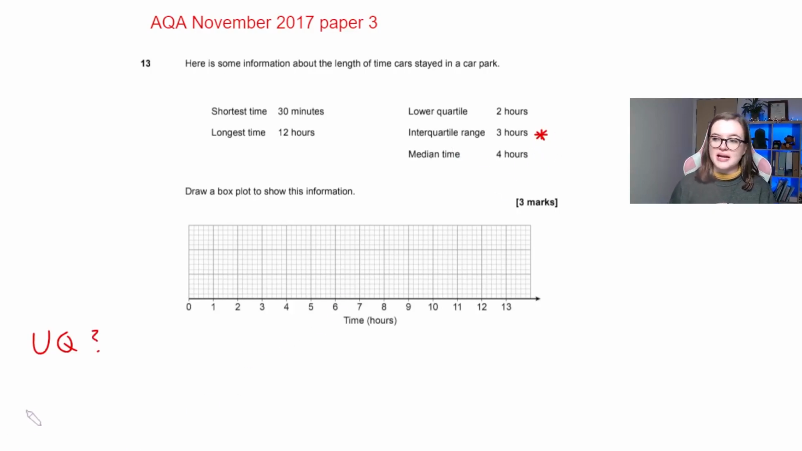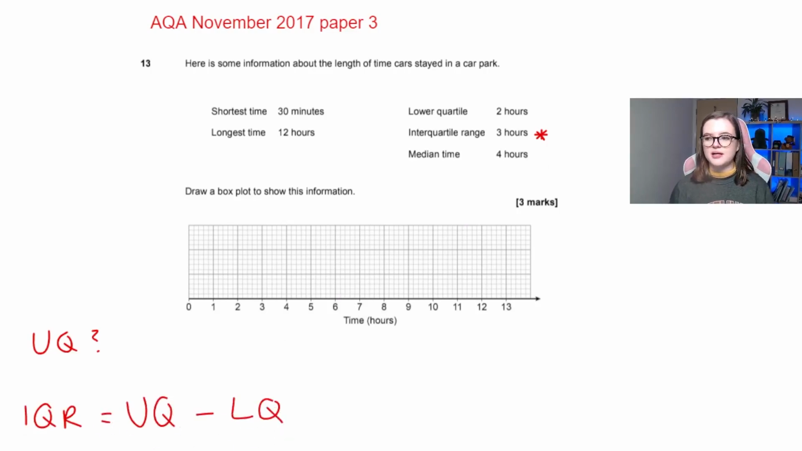So we should know that the interquartile range is the upper quartile minus the lower quartile. So the interquartile range, they told us, is 3. That's going to be equal to the upper quartile take away the lower quartile, which is 2. So in order to get 3, 5 must be the upper quartile, because 5 minus 2 is 3. So the upper quartile, add that to the list, that is going to be 5 hours.